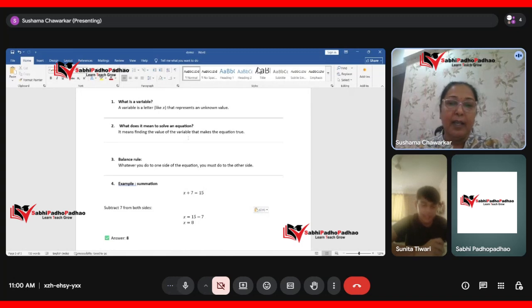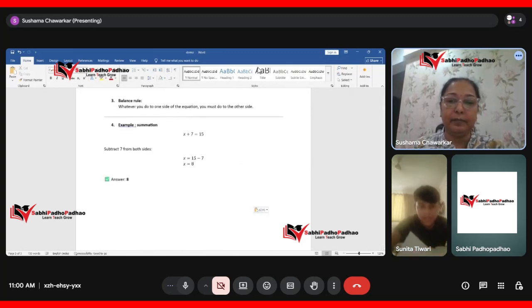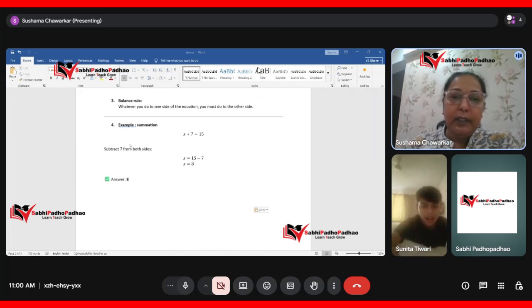Okay, so now a simple example. x plus 7 equal to 15. You got it? Yes, ma'am. Can you see this? x is equal to 7. Okay, so what is done over here is that you have got this equation x plus 7 equal to 15. Now you want to find the value of this x.